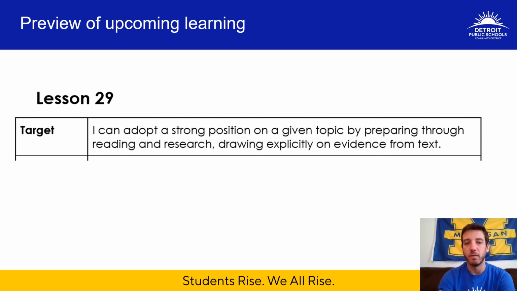For tomorrow's lesson, lesson 29, the learning target is I can adopt a strong position on a given topic by preparing through reading and research, drawing explicitly on evidence from the text. So tomorrow you're actually going to take a stand and basically form an opinion about a given topic related to our text. I think you'll like it.